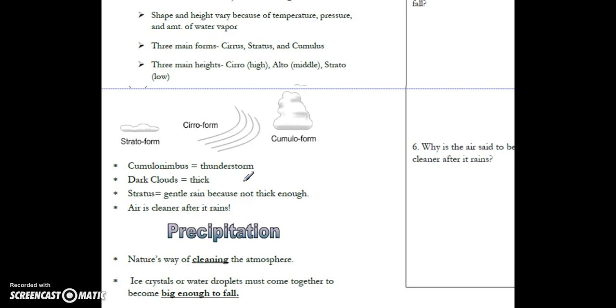And the air is always cleaner after it rains. That's one of our questions here. We'll talk about that in class. Kind of think about how clouds form and think that through. How is that going to make the air cleaner after it rains?